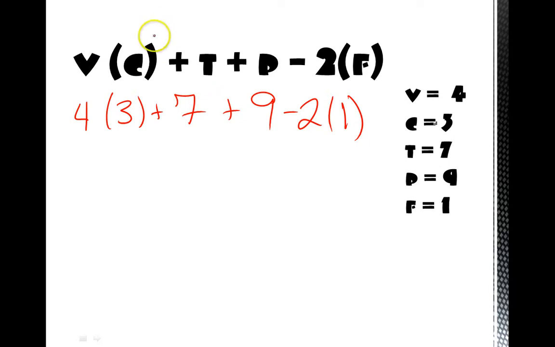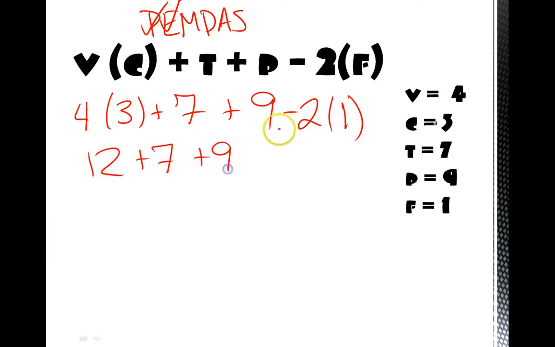Now, all we have to do is follow PEMDAS. We've covered that, our order of operations. Parentheses, we don't have any parentheses, so we're good. Exponents, no exponents. We do have some multiplication. 4 times 3, that's 12. Plus 7, plus 9, minus 2 times 1, that's 2. Got the multiplication. No more division. Adding and subtracting. Remember, when you add and subtract, you're just working left to right.